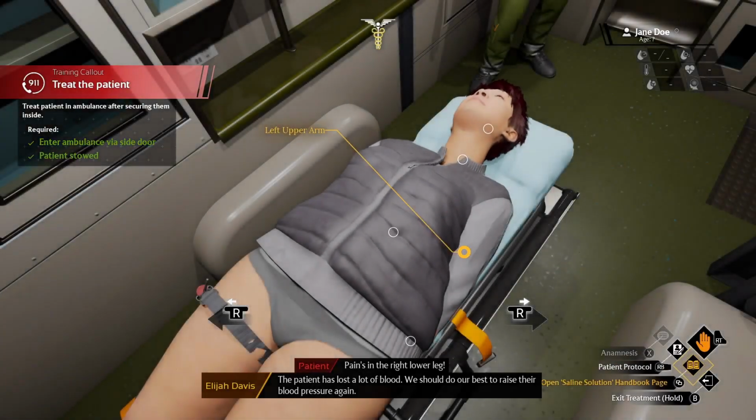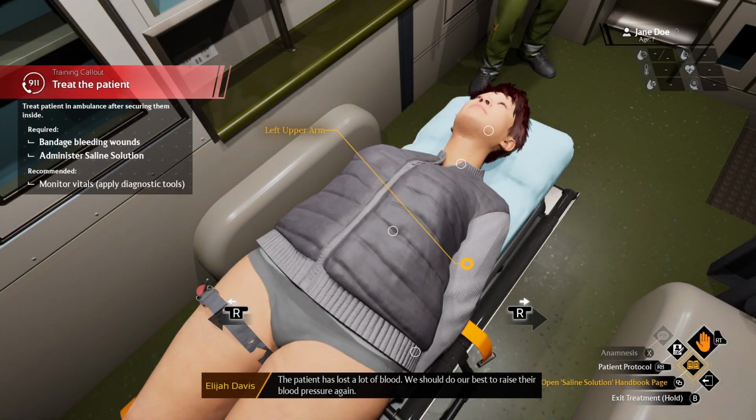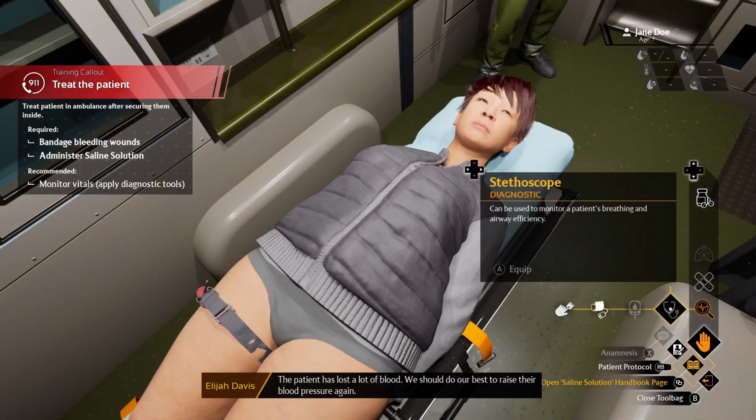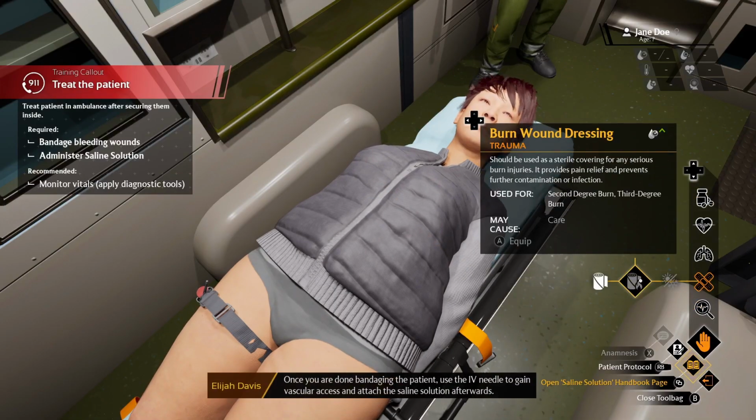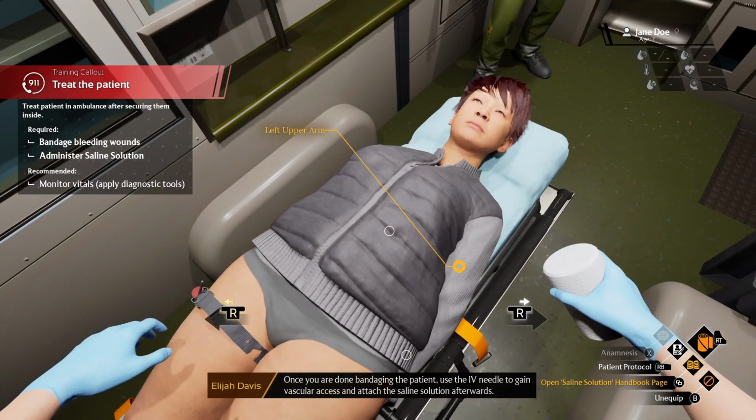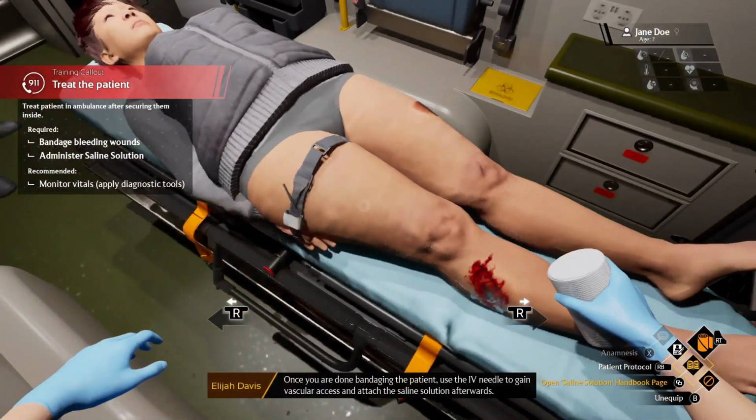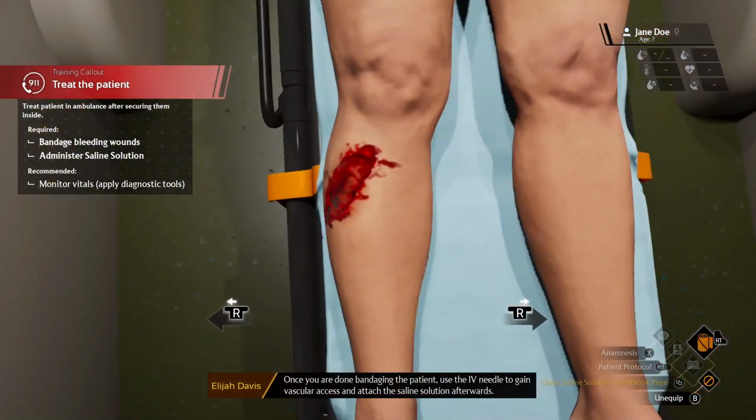The patient has lost a lot of blood. We should do our best to raise their blood pressure again. Once you are done bandaging the patient, use the IV needle to gain vascular access and attach the saline solution afterwards.